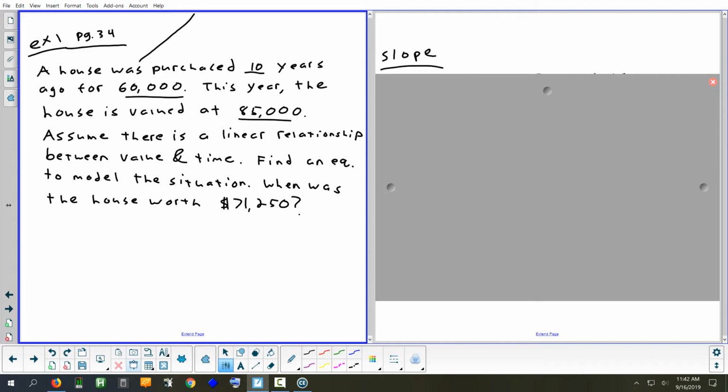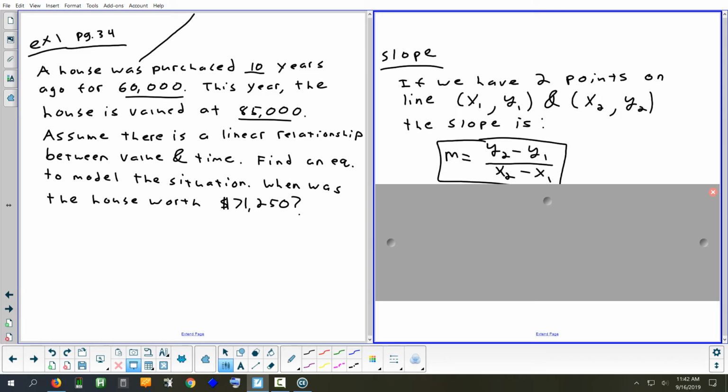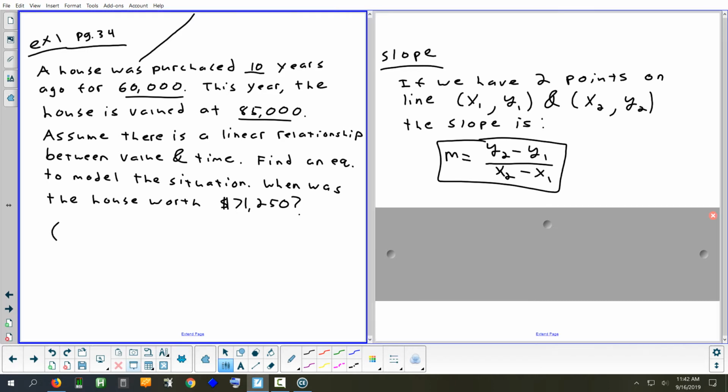Yeah, that's exactly what it is. It's change in y over change in x. So change is the difference. So y2 minus y1, find the difference between that, over x2 minus x1. Now, we just need to make some coordinates here. And it's going to be time, comma, value of the house.